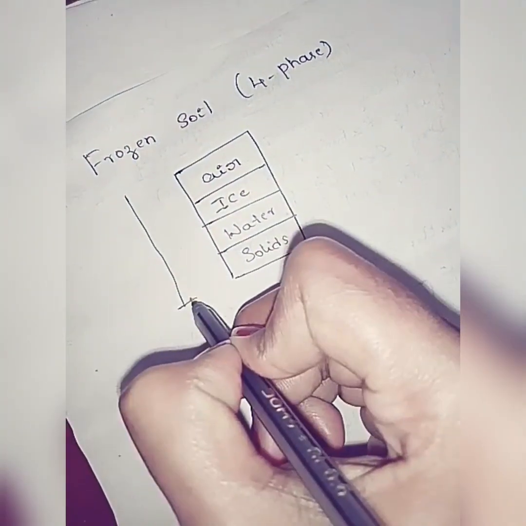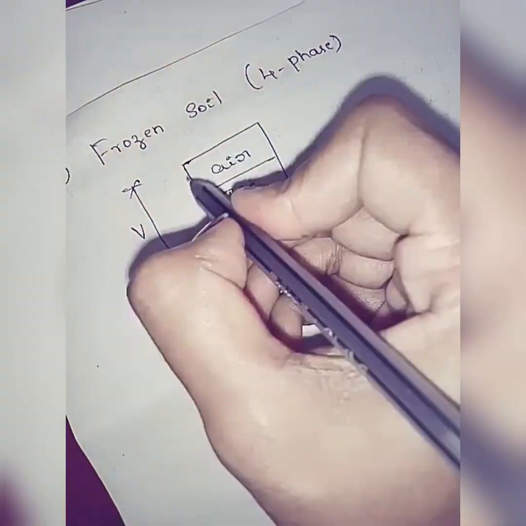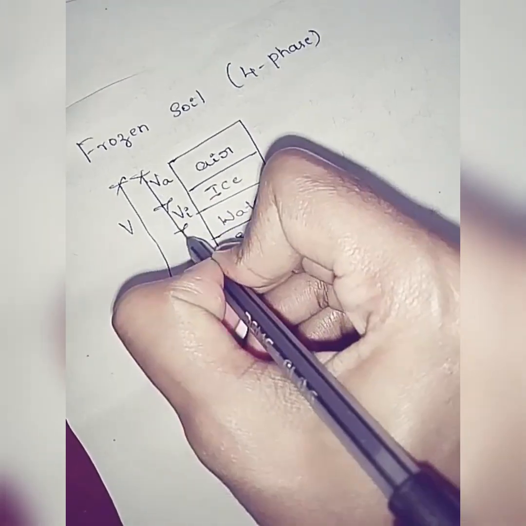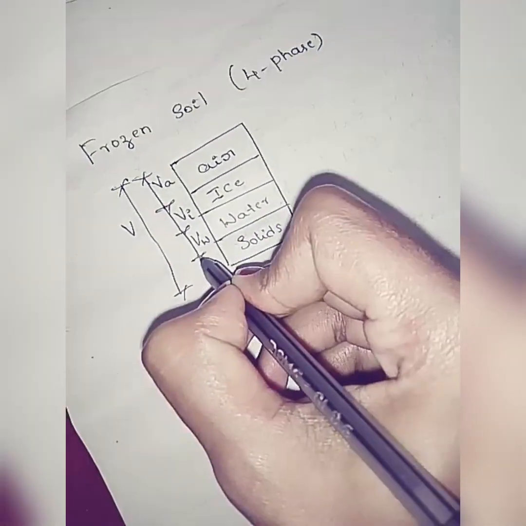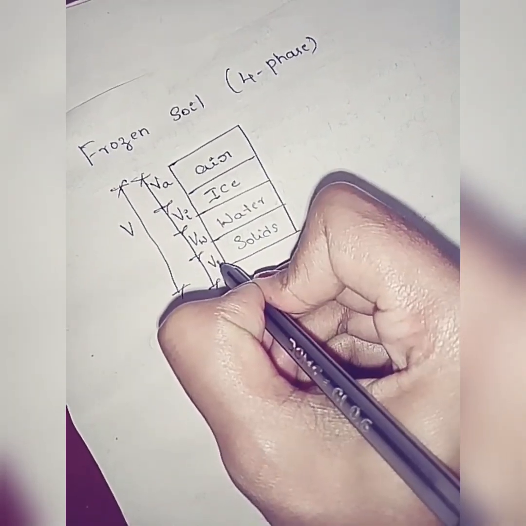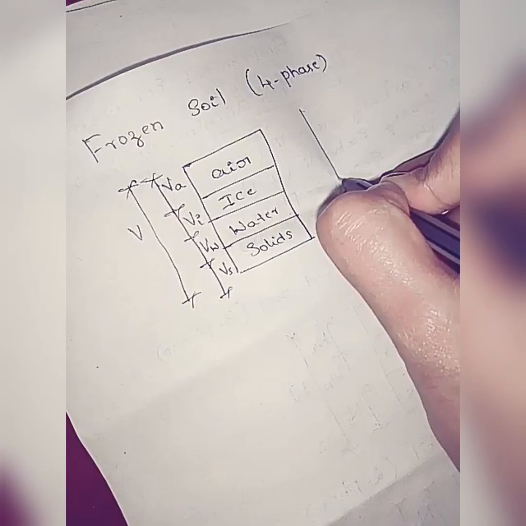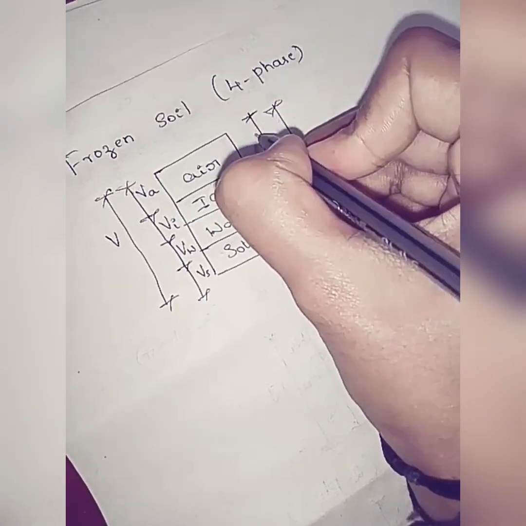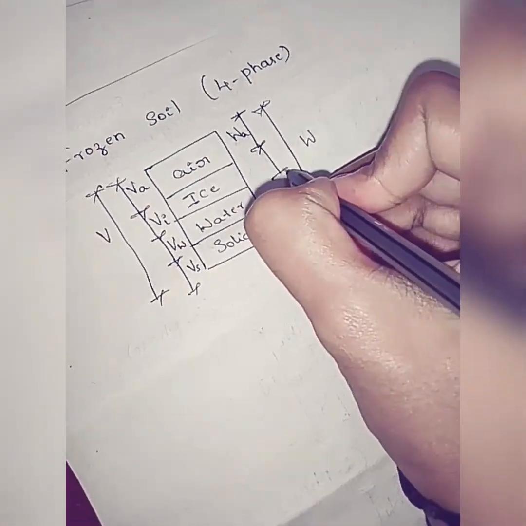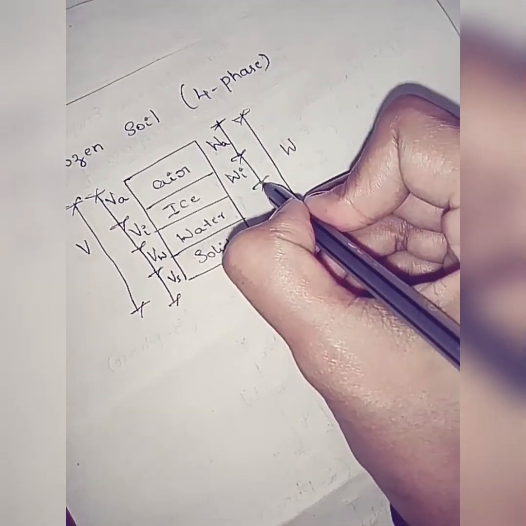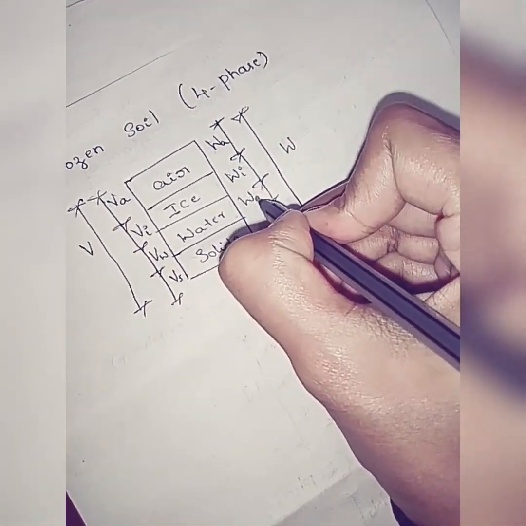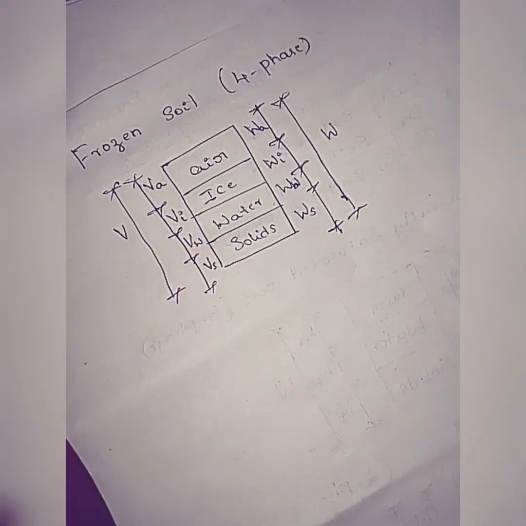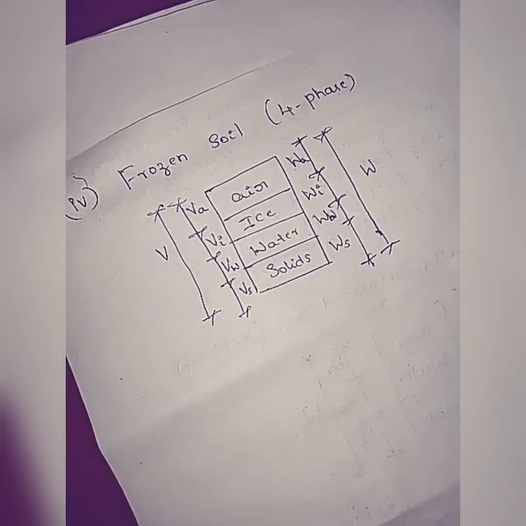So when I consider the volume, capital V is total volume, Va is volume of air, volume of ice is Vi, volume of water is Vw, and volume of solids is Vs. Again, if I take the weight, that is W, weight of air Wa, weight of ice is Wi, weight of water is Ww, and then weight of solids is Ws. These are the phase diagrams for frozen soil.